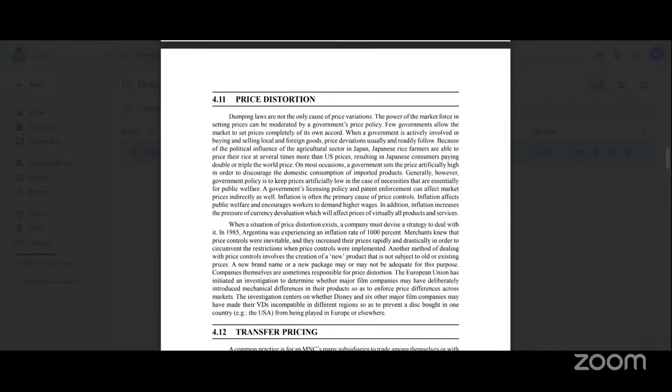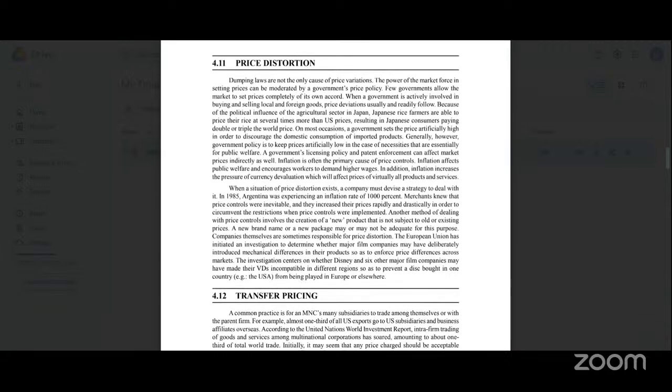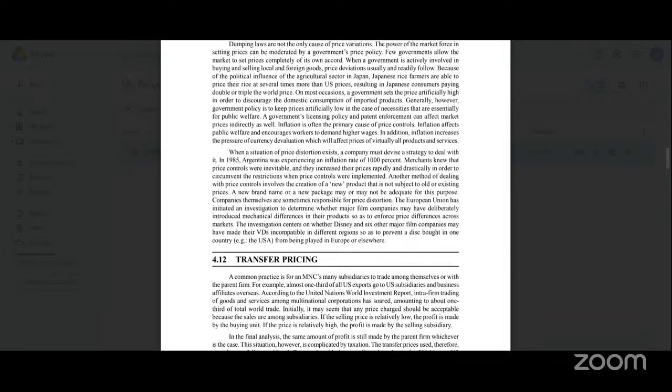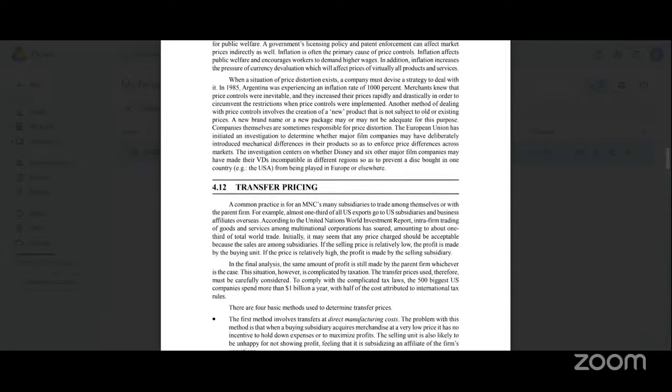So dumping is not only caused by price variations. The power of the market force in setting prices can be moderated by whom? By the government's price policy. Some governments allow dumping to take place, and they allow the manufacturer or supplier to set their own prices. But in many governments, in many advanced nations, they have very stringent rules in terms of price distortion.